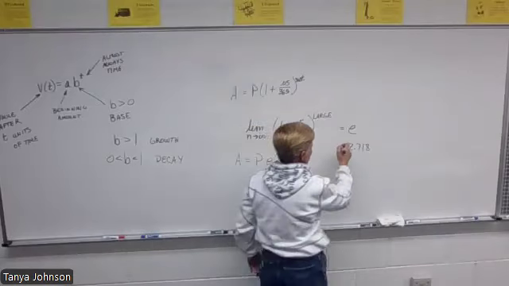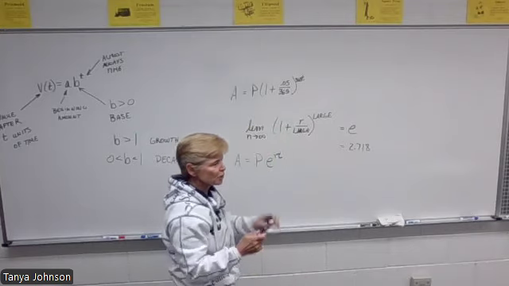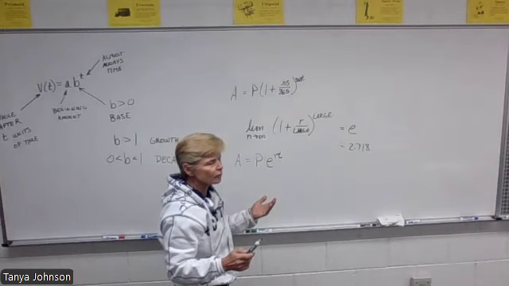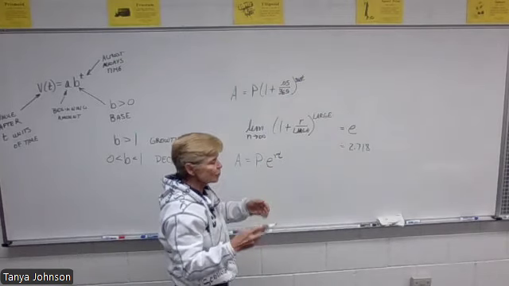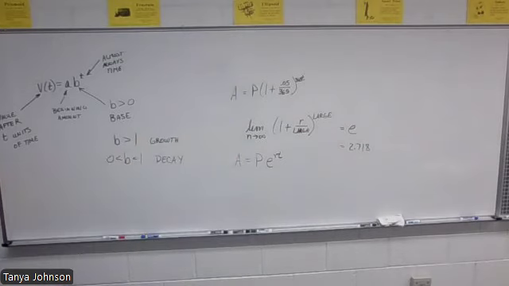So e is approximately 2.718. We will not use an approximation. I just want you to know about the size of it. Pi is 3.14. That's an approximation. e is 2.718. It's a good thing to have in your head. But we will use this button on your calculator.